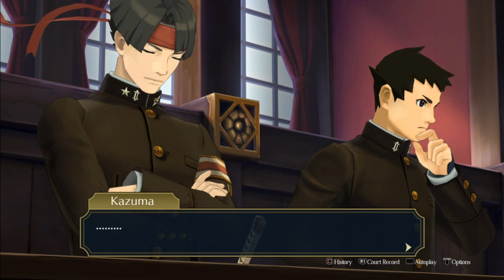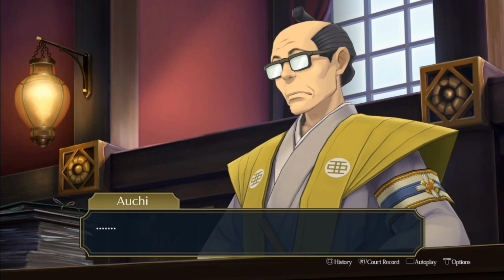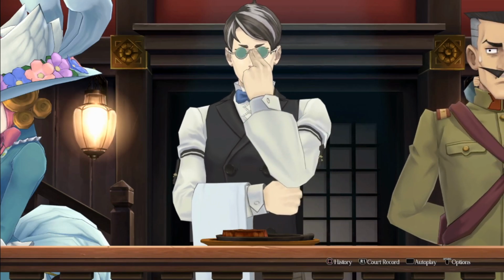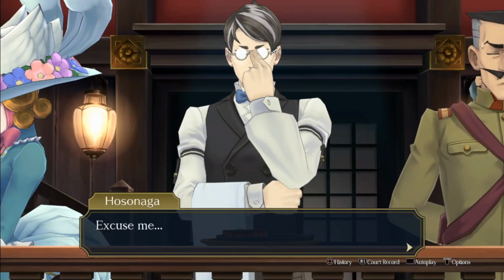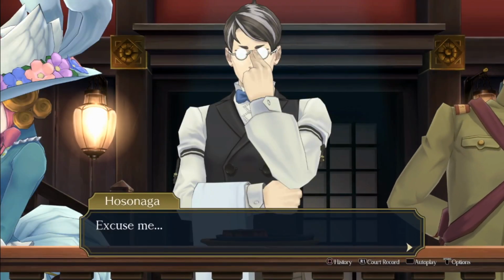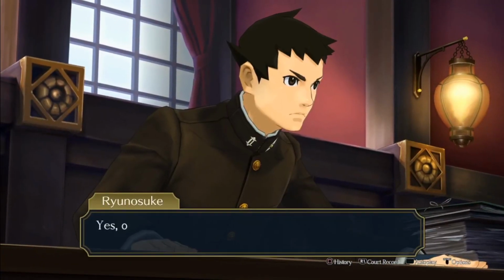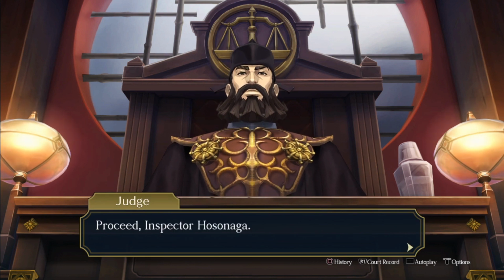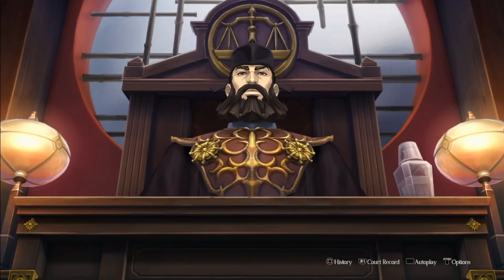He's got a bottle. He's ready to break it and slit someone's throat. The old man is vicious. Well, Hosonaga's the only one ballsy enough to answer him. Excuse me. Could I say something? Yes, of course. Proceed, Inspector Hosonaga. I don't know why we're the ones giving him permission instead of the judge.